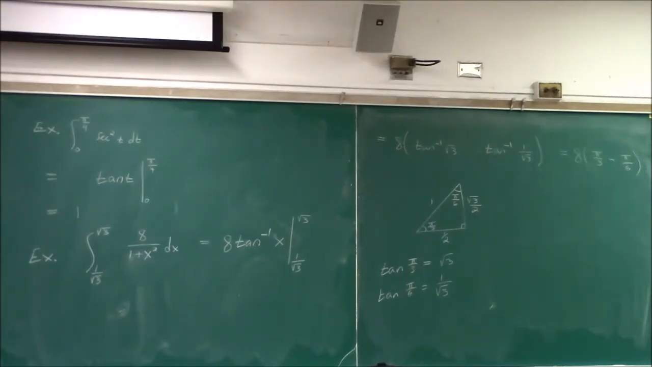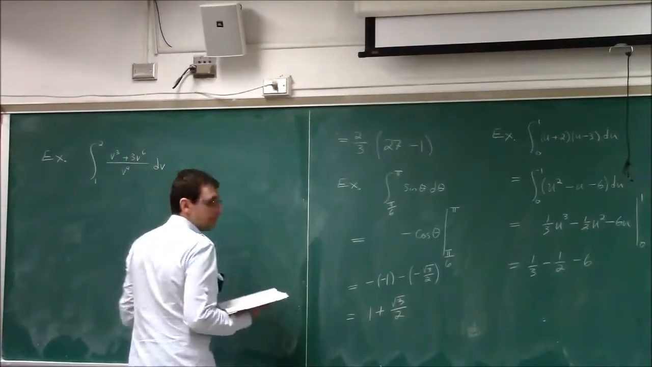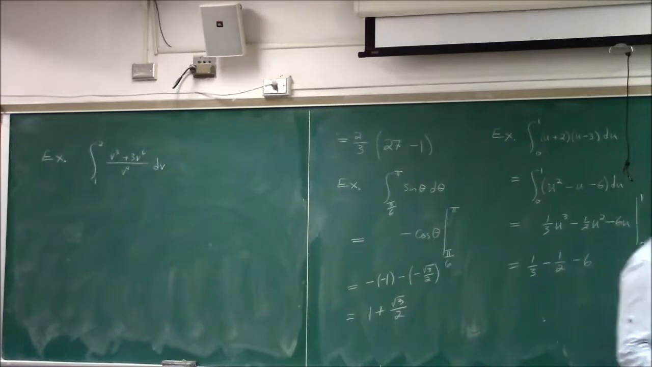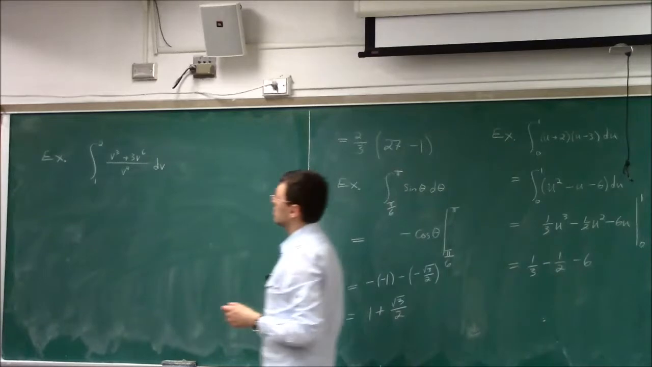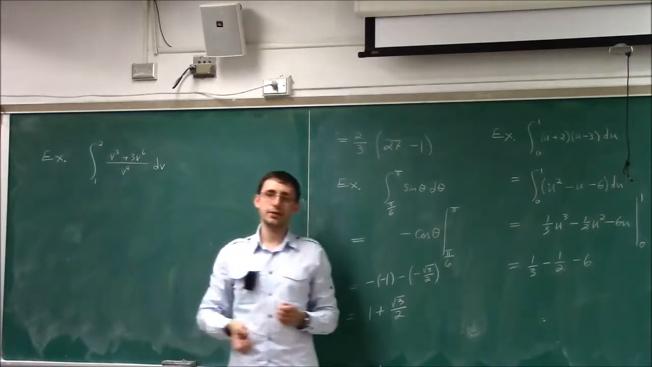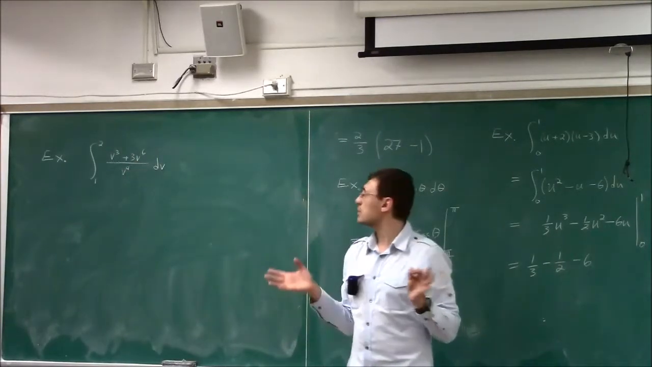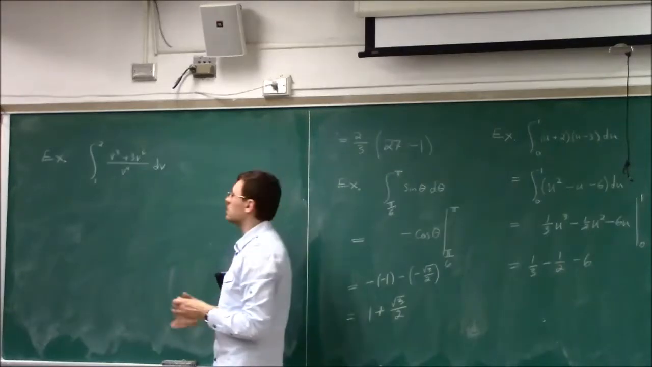Suppose you have the integral from 1 to 2 of (v cubed plus 3v to the power of 6) divided by v to the power of 4, dv. So first of all, this function we're integrating is rational, right? It looks like maybe we need to do something to make it simple. There's just one nice trick.